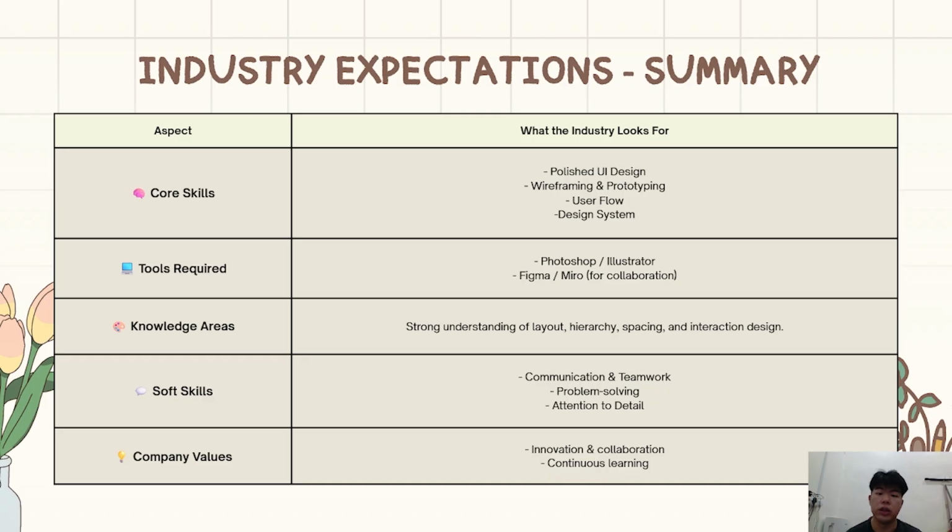Okay, so here is the industry expectation summary. It means the core things the industry is looking for, like core skills, tools required, knowledge areas, soft skills, and some company values.